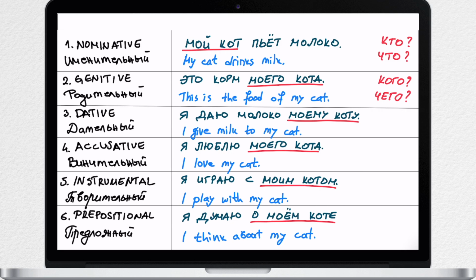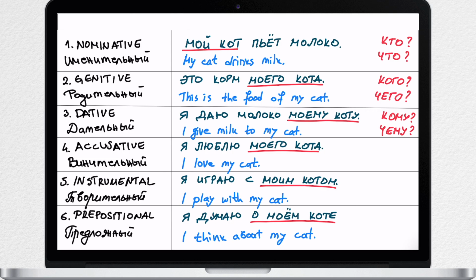Okay, let's move on to the third one. That's the dative case or дательный падеж. And the dative case expresses the recipient or beneficiary of an action. Let's have a look at our example. Я даю молоко моему коту. So, to whom I'm giving milk? To my cat. Моему коту. The dative case answers the questions кому, чему. Кому я даю молоко? Я даю молоко моему коту.